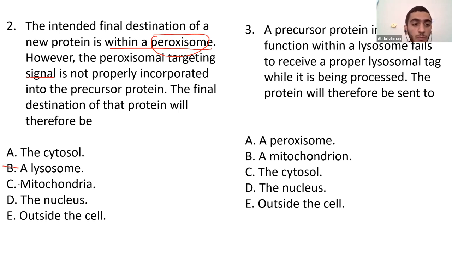Therefore, the lysosome requires it to go to the endoplasmic reticulum. The mitochondria has nothing to do because there is no mitochondrial signal. The nucleus, there's no nuclear signal. And the outside of the cell also requires it to go to the endoplasmic reticulum. Since none of these answers will work, the answer will be A, cytosol. Because the protein is made in the cytosol, and because there's no signal, it's gonna stay in the cytoplasm. Now with that said, try to solve number three.